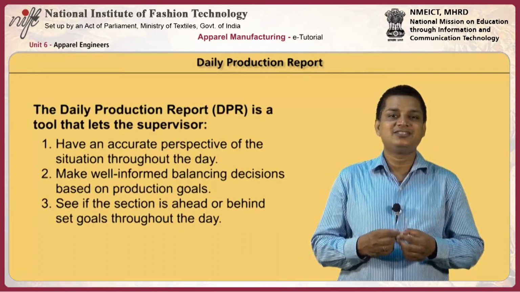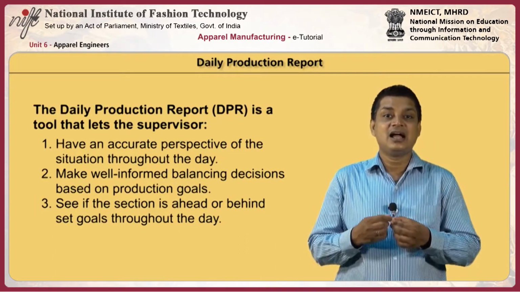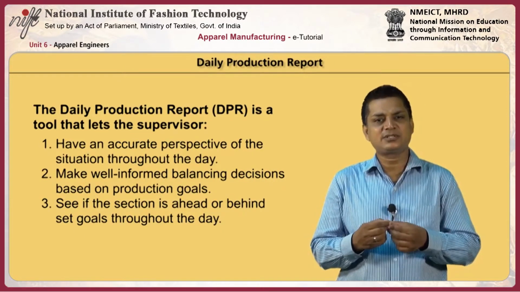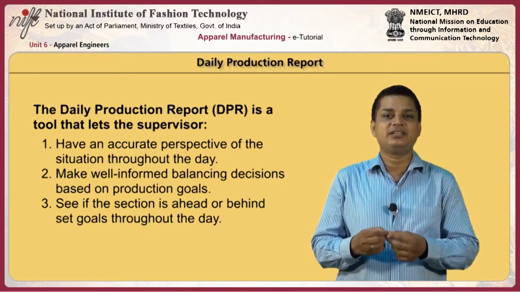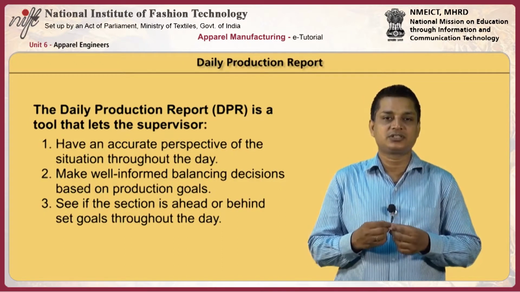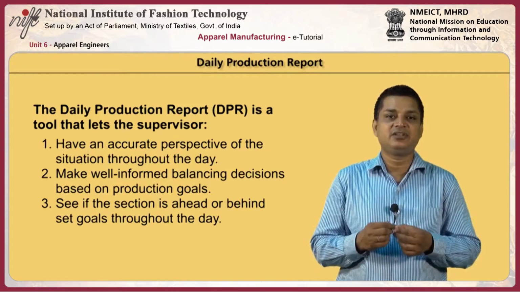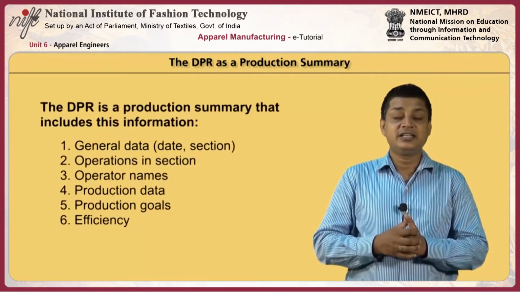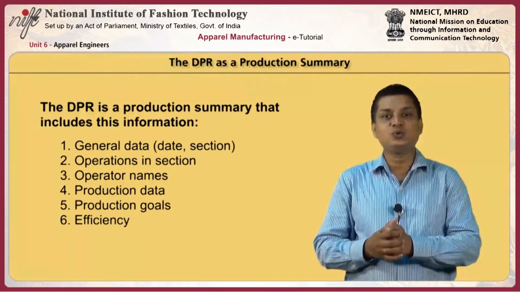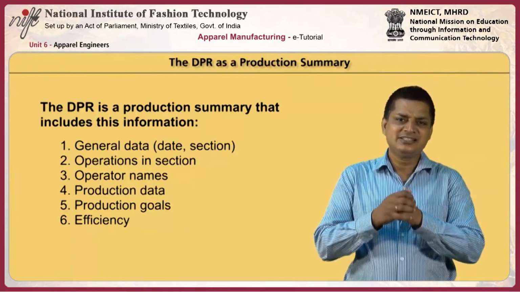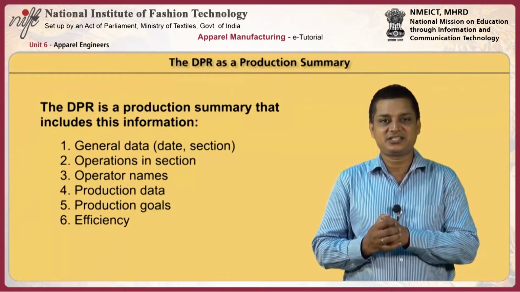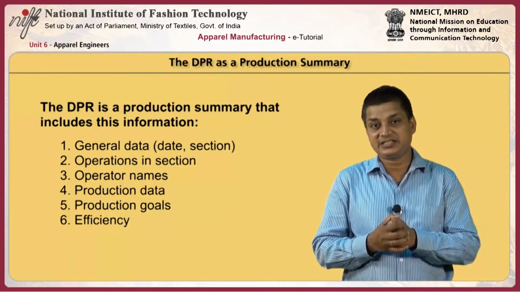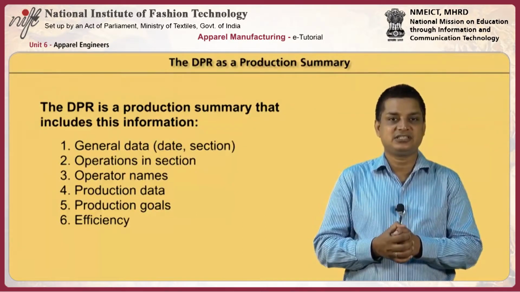The DPR is a tool that lets the supervisor have an accurate perspective of the situation throughout the day. It helps in making well-informed balancing decisions based on production goals. It enables the supervisor to see if the section is ahead or behind set goals throughout the day. The DPR is a production summary that includes the following information: general data, that is date, section, operations in section, operator names, production data, production goals and efficiencies.